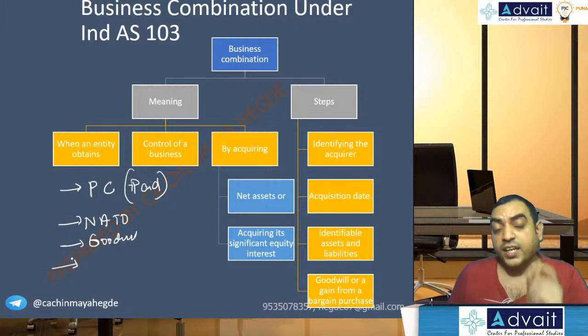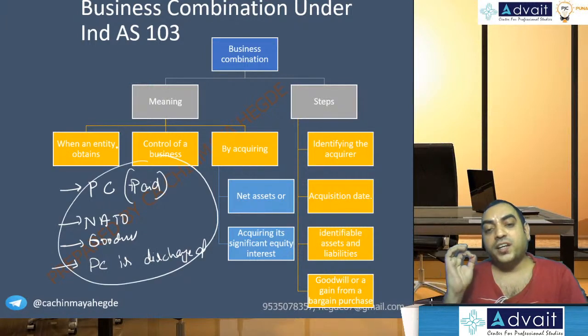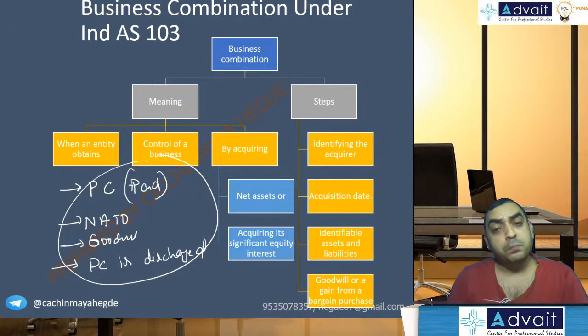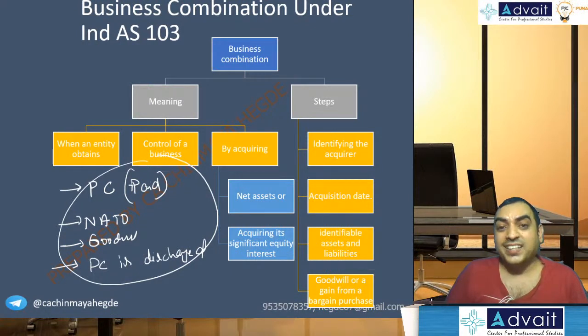And one more working note will be how PC is discharged. So please follow these 4 important working notes while doing business combination problems. Purchase consideration, what is payable, going out. Net assets taken over, what is coming in. Double entry system, simple. Purchase consideration, what is going out. Net assets, what is coming in.